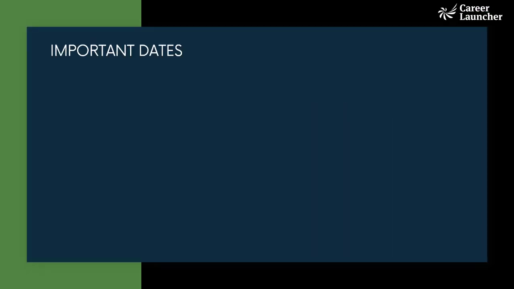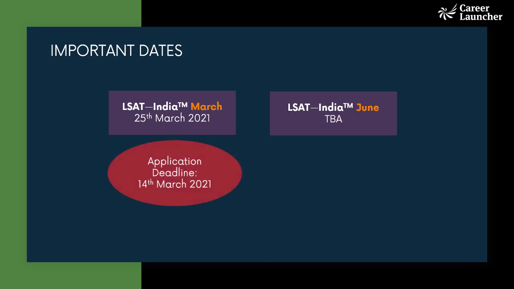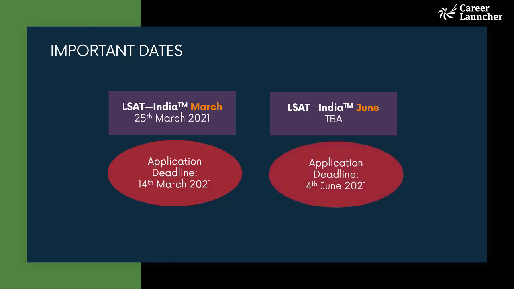Important dates. This year in 2021, we know the pandemic has disrupted a lot of our lives, and also the 12th board exam dates. Most of the examinations are now a little later than usual. What LSAC has done is to conduct the test twice, one in the month of March and one in the month of June. The date in March is 25th of March. The June date is to be announced. The application deadline for the March exam is 14th of March. The application deadline for the June exam is the 4th of June.